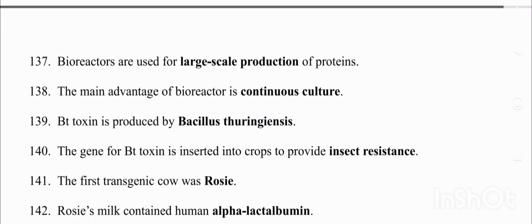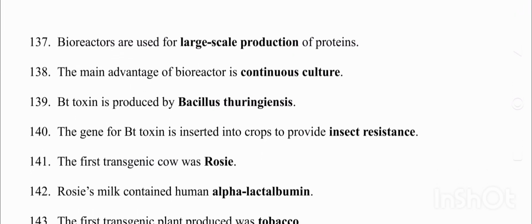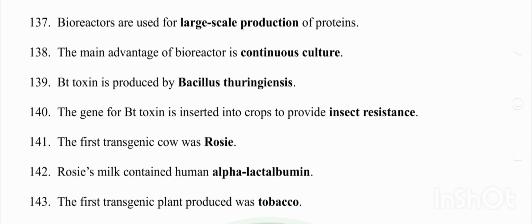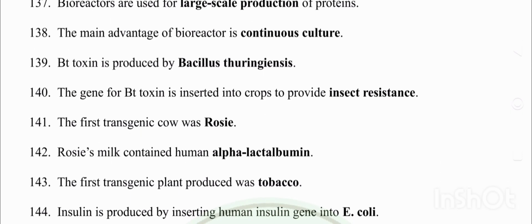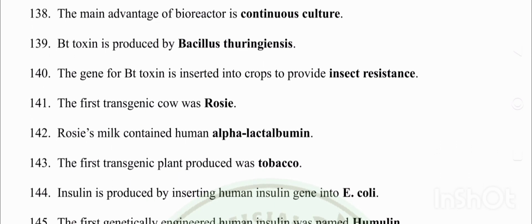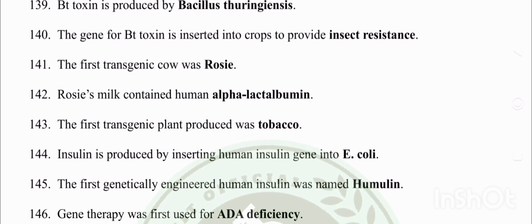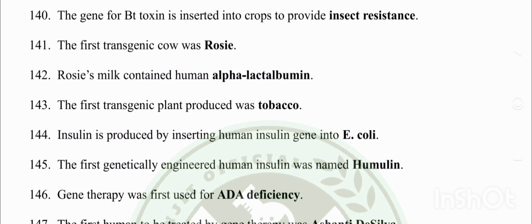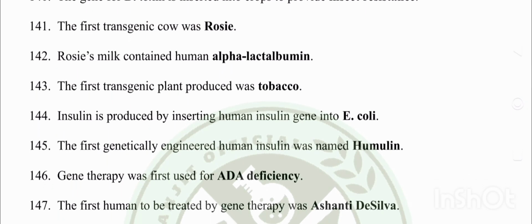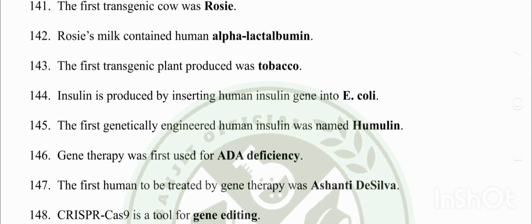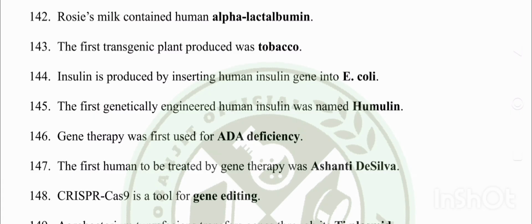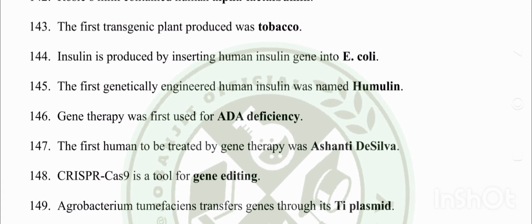141. The first transgenic cow was Rosie. 142. Rosie's milk contained human alpha-lactalbumin. 143. The first transgenic plant produced was tobacco. 144. Insulin is produced by inserting human insulin gene into E. coli. 145. The first genetically engineered human insulin was named Humulin.